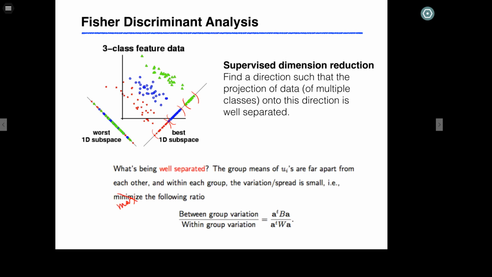We want to maximize the ratio of the between group variation and the within group variation after projection. Suppose the direction we're trying to solve for is this A. A is a vector in R^p, and it turns out that after we project data onto that direction A, this ratio can be computed this way. It's a ratio, and the numerator and denominator are quadratic terms involving a matrix B in the numerator and a matrix W in the denominator.